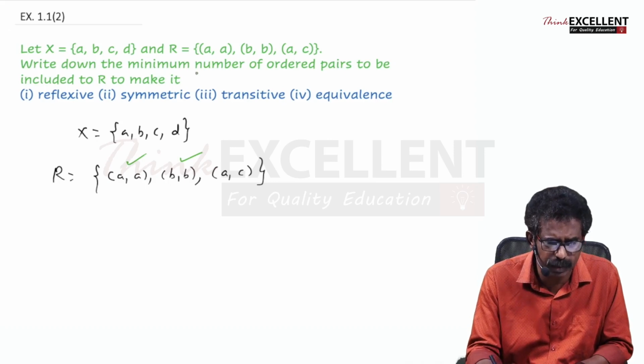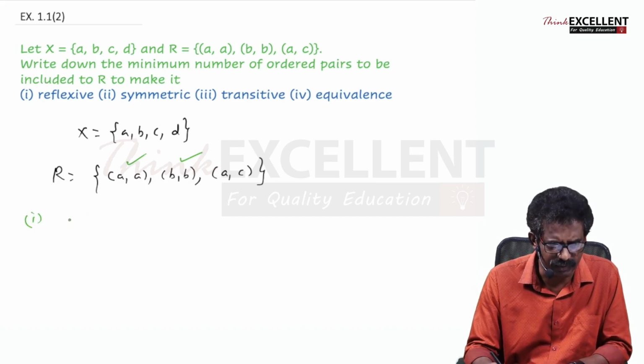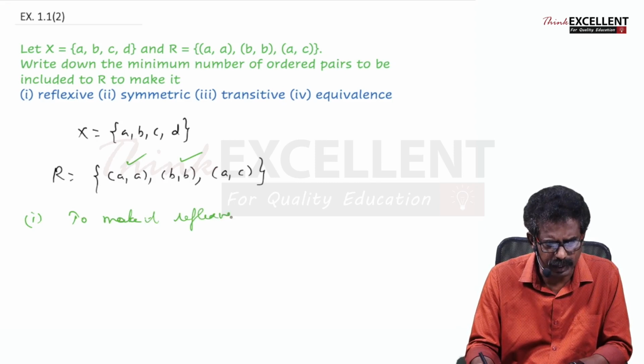Write down the minimum number of ordered pairs to be included in R to make it reflexive. To make it reflexive, two elements to be added. Which elements? C comma C and D comma D to be added.